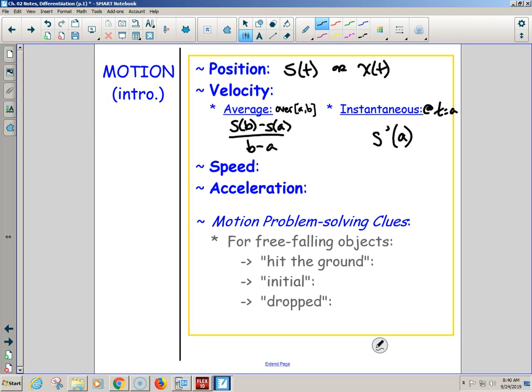So if a bystander or an observer is off to the side watching you drive your car, you can think of a cop on his motorbike with a radar gun, trying to figure out how fast you're going. He's trying to see how quickly your position is changing, because he can't see your speedometer. Only you can. Speed is the absolute value of velocity.